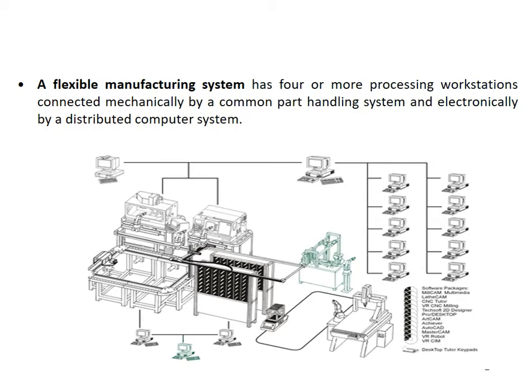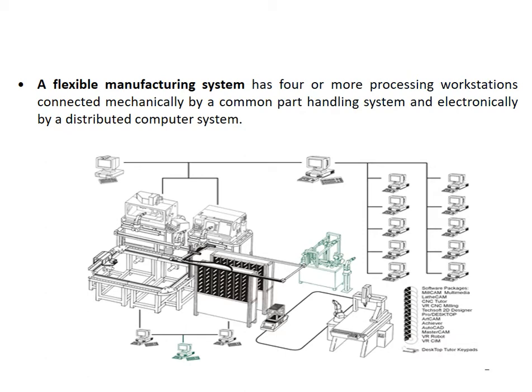If it is coming to a flexible manufacturing system, we have n number of, like, 4 or more components, machines or workstations for processing, which are connected centrally to a mechanical part handling system and an electronic distributed computer control system, where it is operating through a computer. These kinds of systems you can see mostly in highly complex or mass production industrial processes. One example you can take is a car manufacturing system.